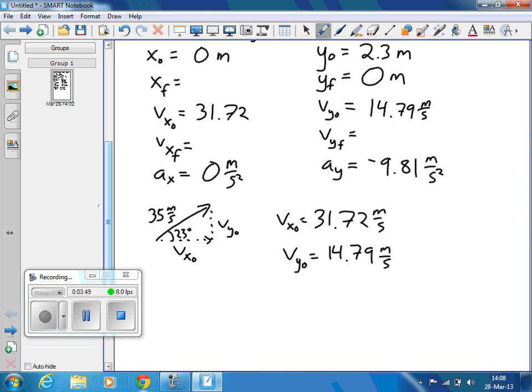Now, once again, we are looking for how far the ball traveled before it landed. So that is a final position kind of question. In order to get that final x position, we're going to need to use equations, and we need to know which ones we're allowed to use. In the x direction, we've got constant velocity because the acceleration is 0 in the x direction. So we're allowed to use constant velocity equations in the x direction.